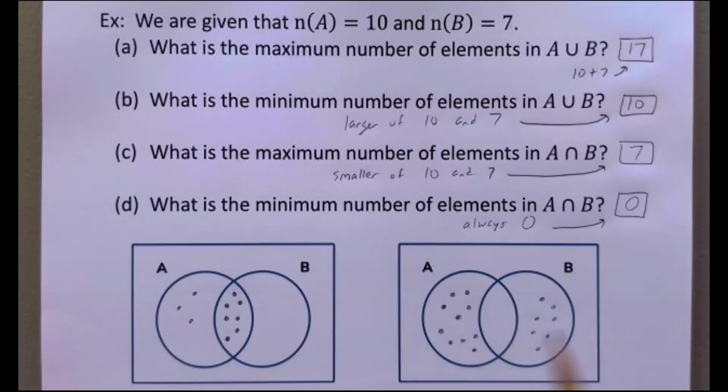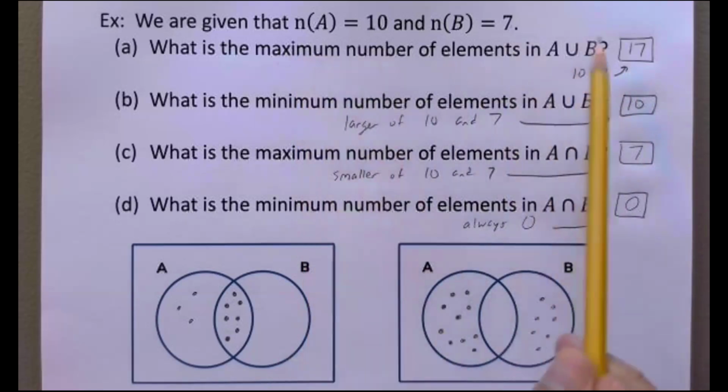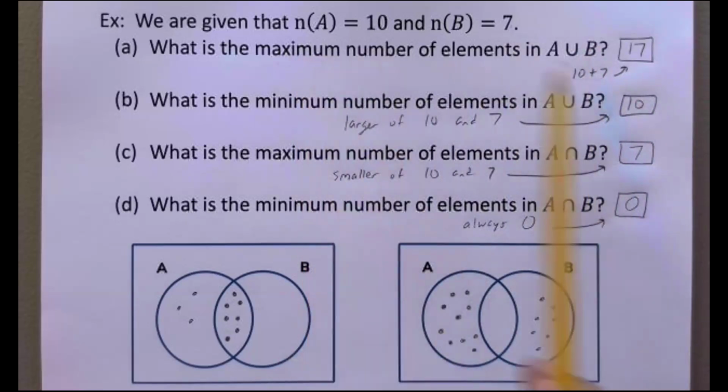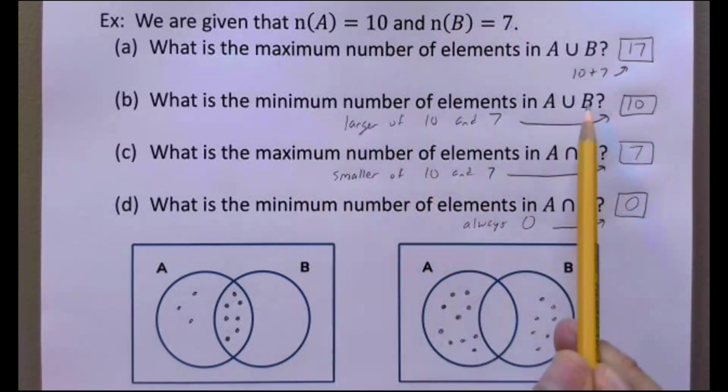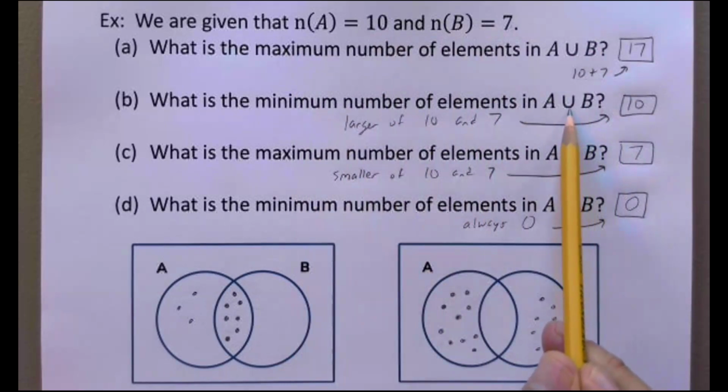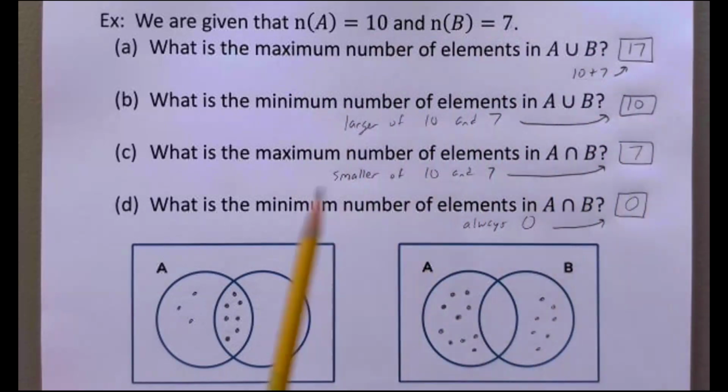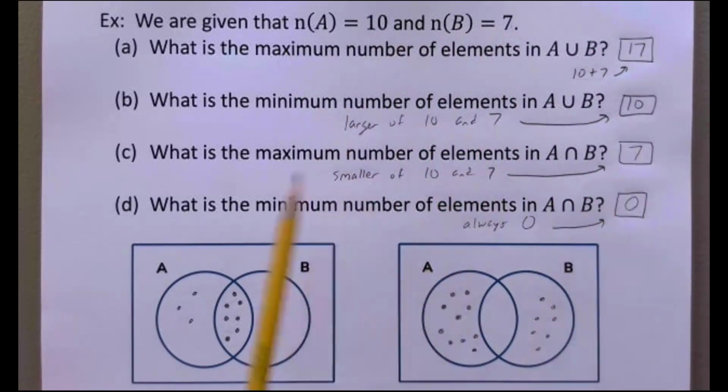So when you are asked a question like this, the maximum number in the union will always be the sum of those two. You will always be able to say zero for the minimum in the intersection. And you always take the larger of those two numbers for the minimum of the union, and the smaller of those two numbers for the maximum of the intersection.